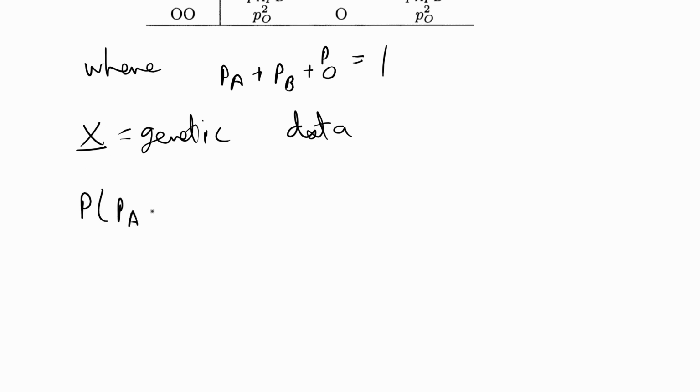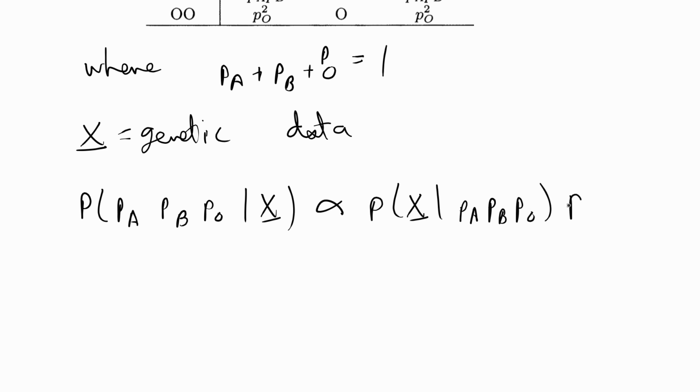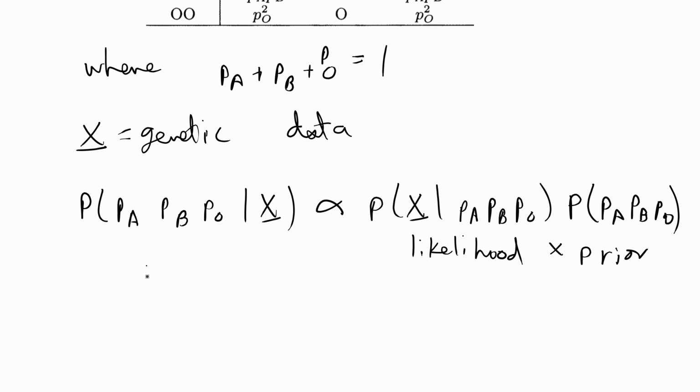I'm going to say P of PA, PB, PO, given the genetic data, is proportional to the probability of your genetic data given the parameters PA, PB, PO times a prior distribution on the parameters. In Bayesian statistics, this is one way that you would define the posterior distribution. It's a distribution of the parameters given your data, and that's proportional to a likelihood, which is the probability of your data given your parameters, times a prior distribution on the parameters. So we would say the posterior is proportional to a likelihood times a prior.